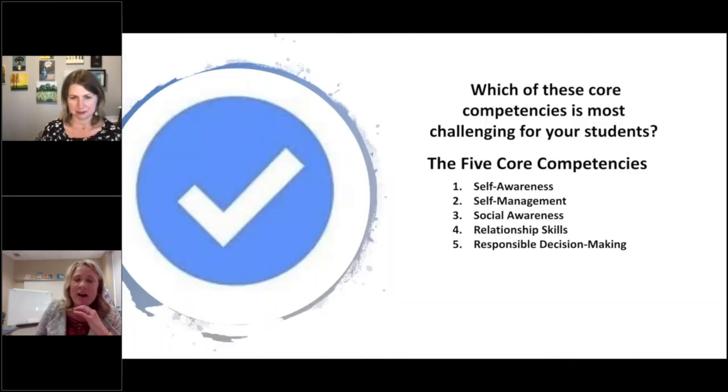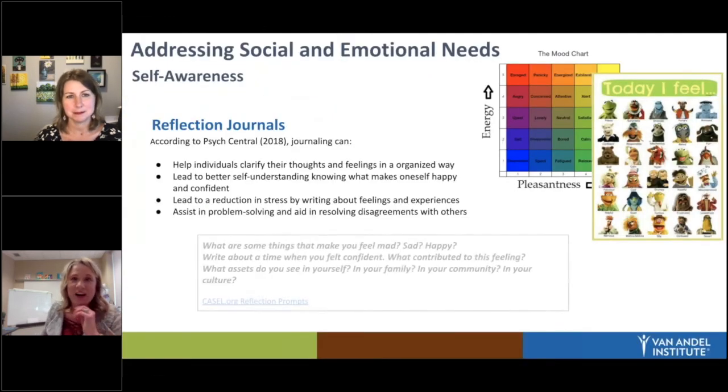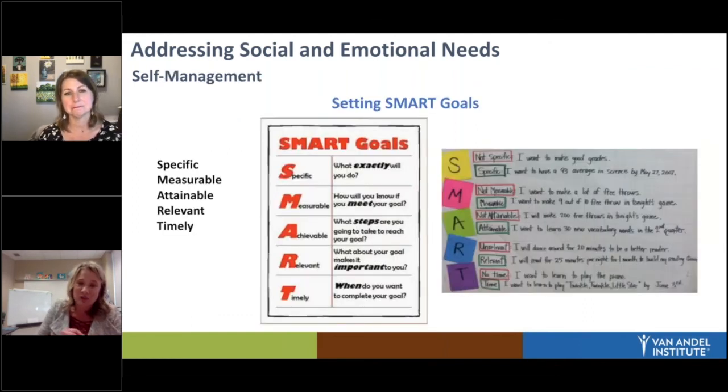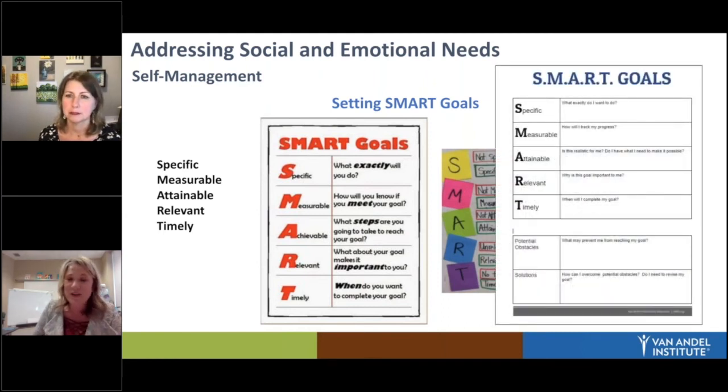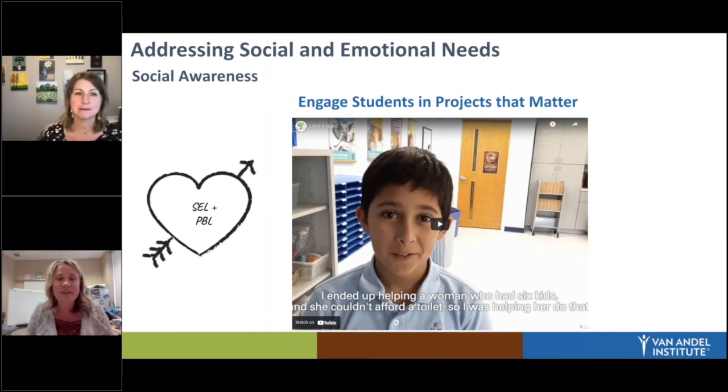Okay, excellent. So I'm going to skip through the self-awareness piece because it sounds like the majority of the students are there, but reflection journals are a great way to really check in and see how your students are doing. This is all in that handy HyperDoc too, so all of these resources, just to remind you. Self-management: setting SMART goals. This works for all ages. Again, we have resources for that. Great strategy. And then social awareness. So 67%, I believe, right, Tara, indicates social awareness?